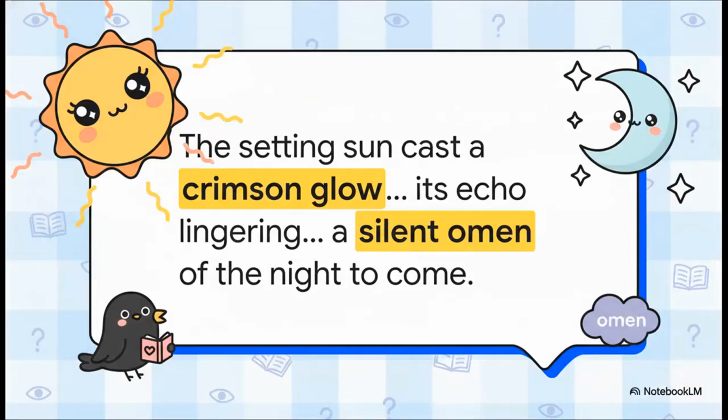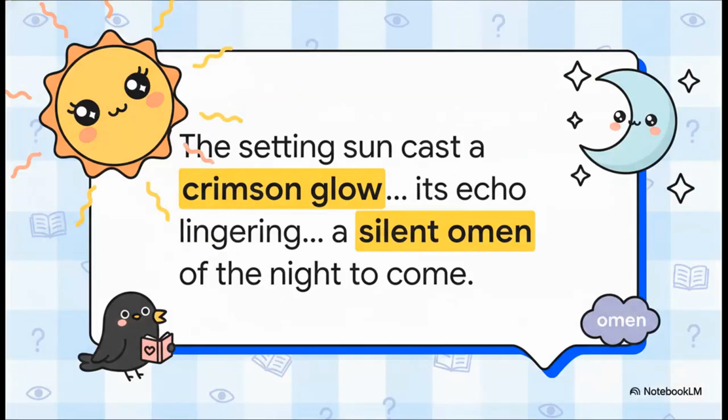The setting sun cast a crimson glow over the small village, its red hue spilling across the cobblestone streets like spilled wine. At the edge of town, the old clock tower struck 7, its echo lingering in the air like a warning. The lone blackbird perched atop the tower took flight, its shadow briefly darkening the town square, a silent omen of the night to come.